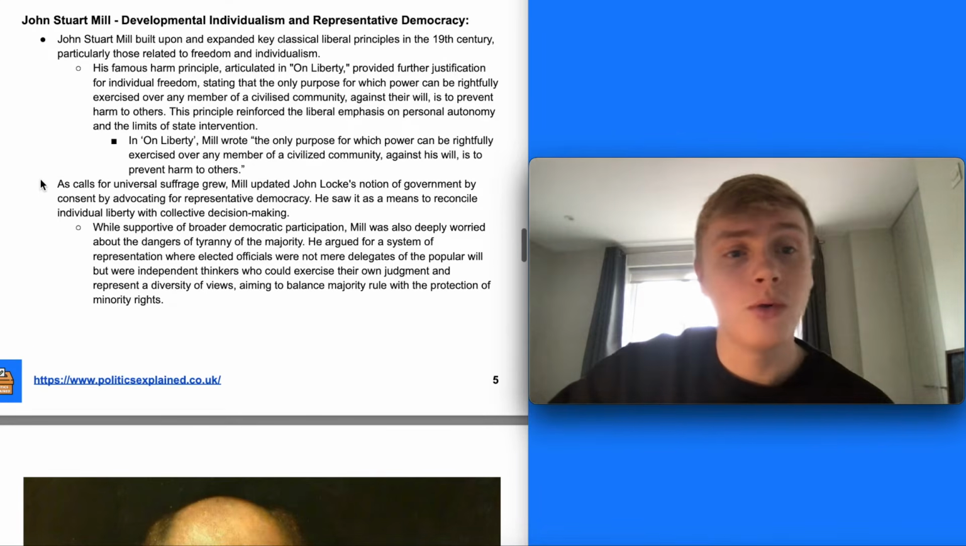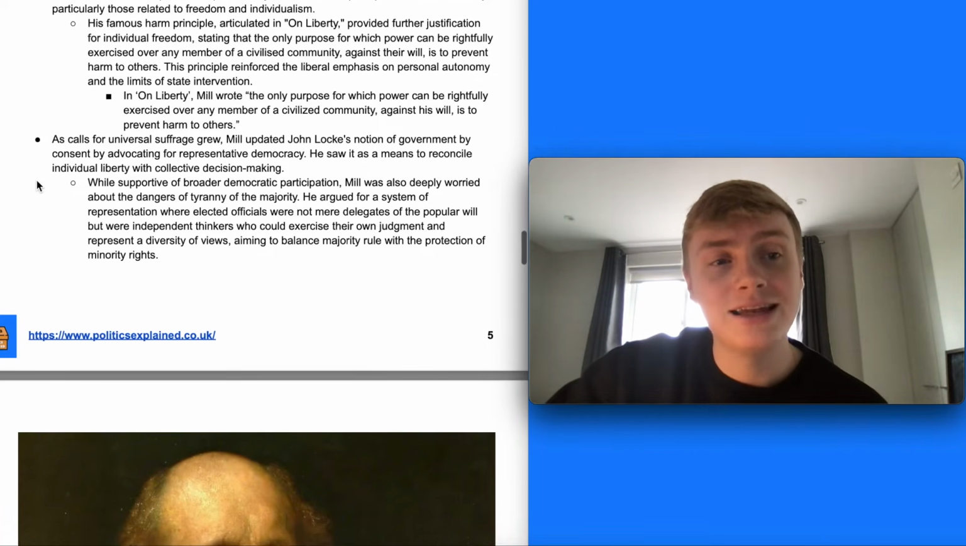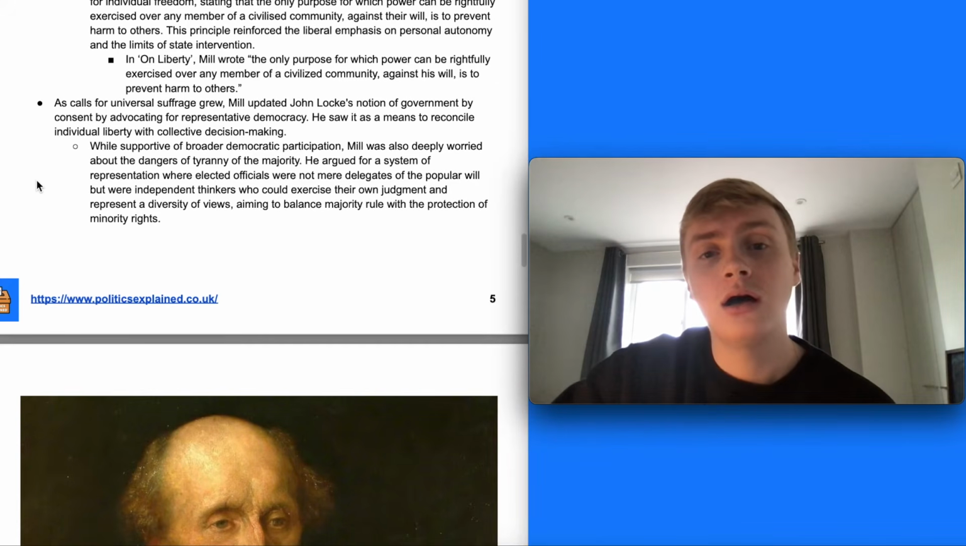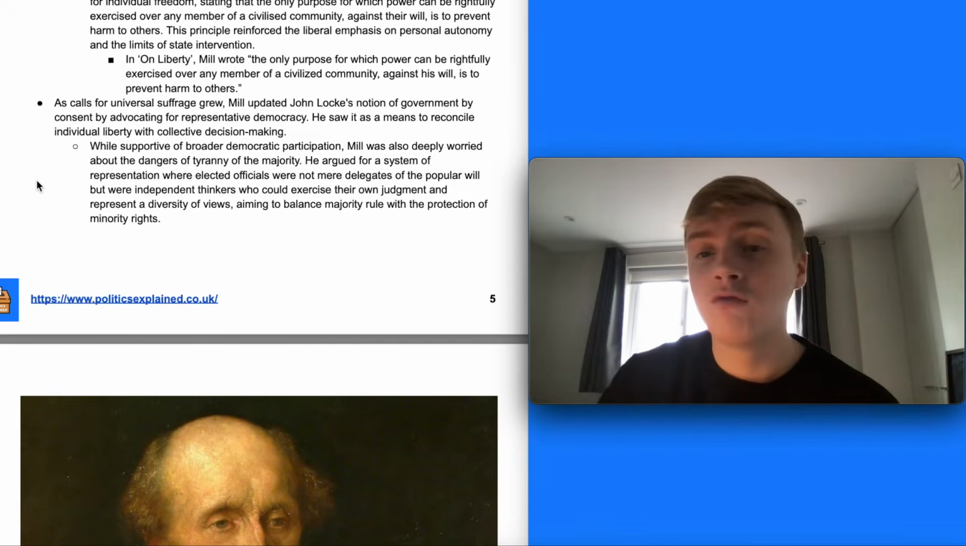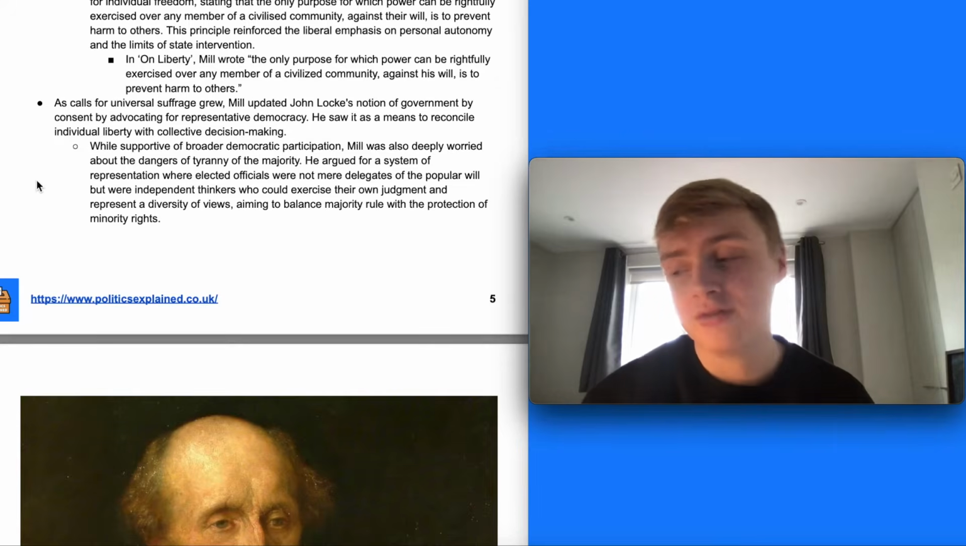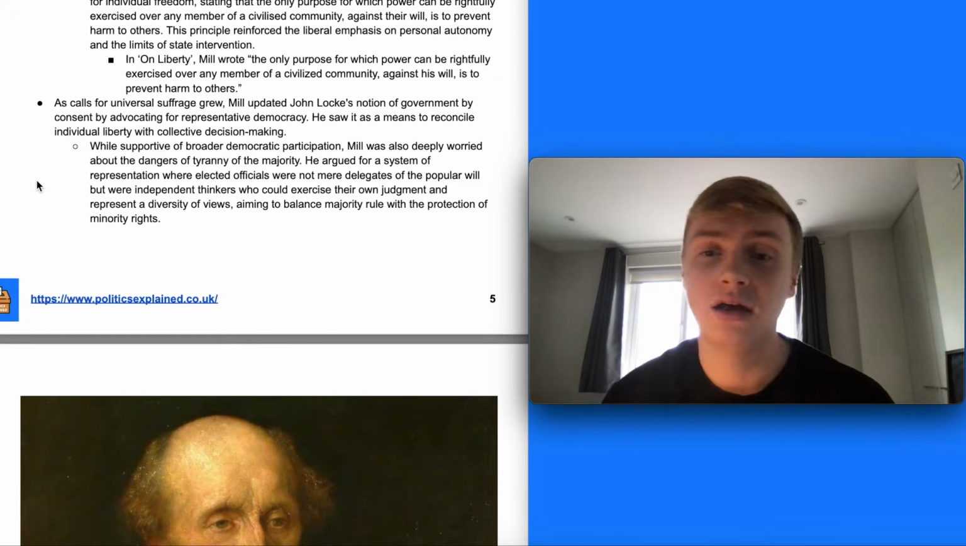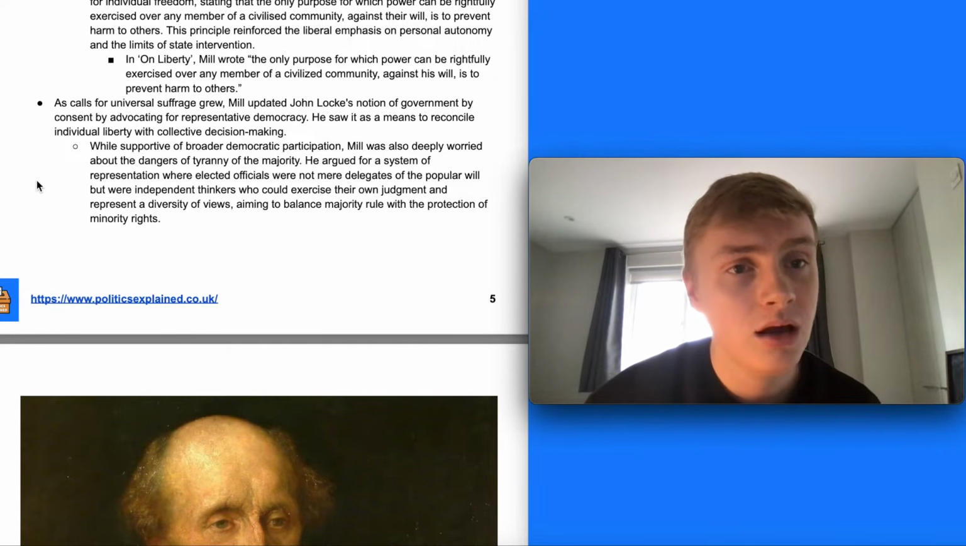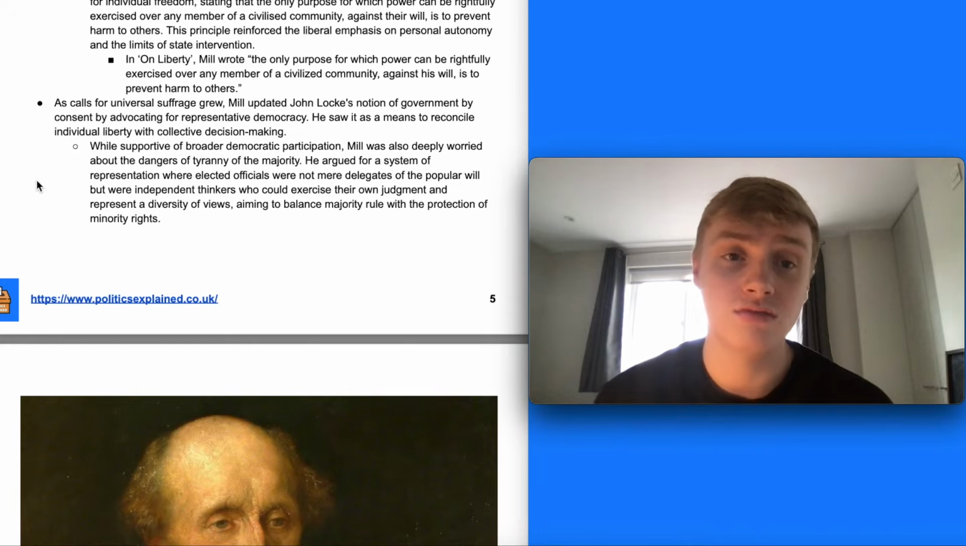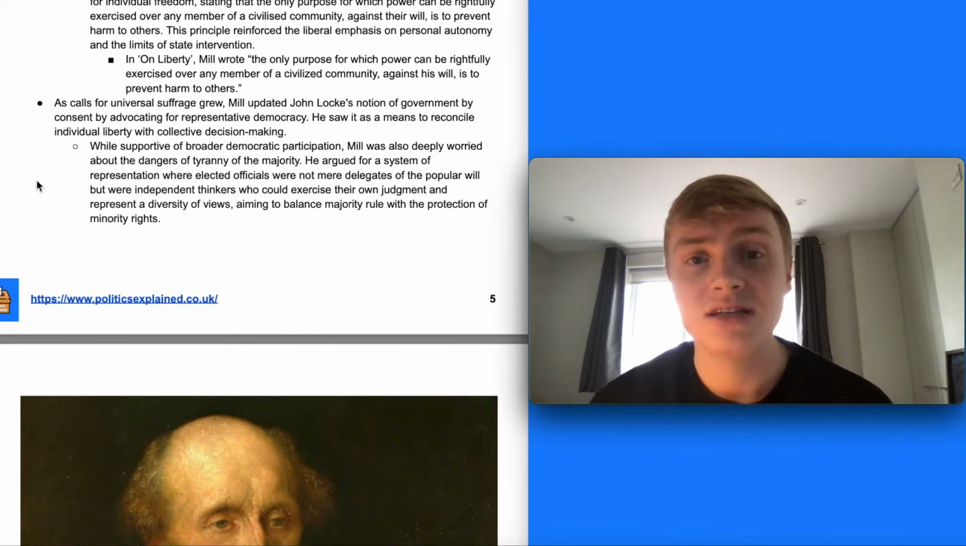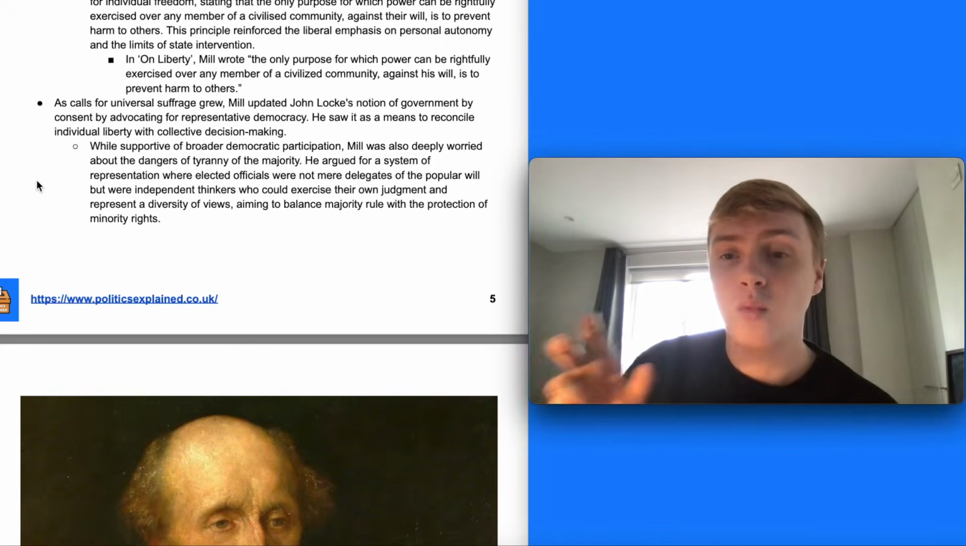Mill was also quite important to articulating a liberal support for representative democracy in the period, which effectively developed Locke's idea of government by consent. And he saw representative democracy as a means to reconcile individual liberty with collective decision making.